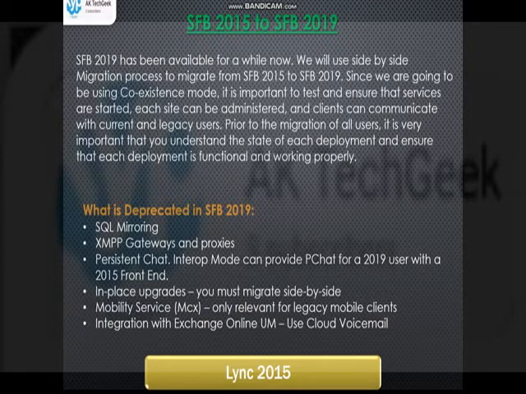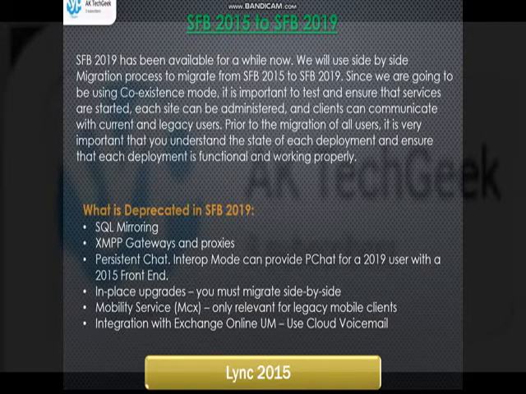Persistent chat server is not there. Interop mode can provide you pchat for a 2019 user with a 2015 front end, but persistent chat server is not there in 2019. In-place upgrade is no longer available. You must migrate side by side. And the mobility service, MCX: in IIS you had a virtual directory called MCX, that is not going to be available. Everything will be taken care of by UCWA, and this will work better instead of the legacy mobile client using MCX.